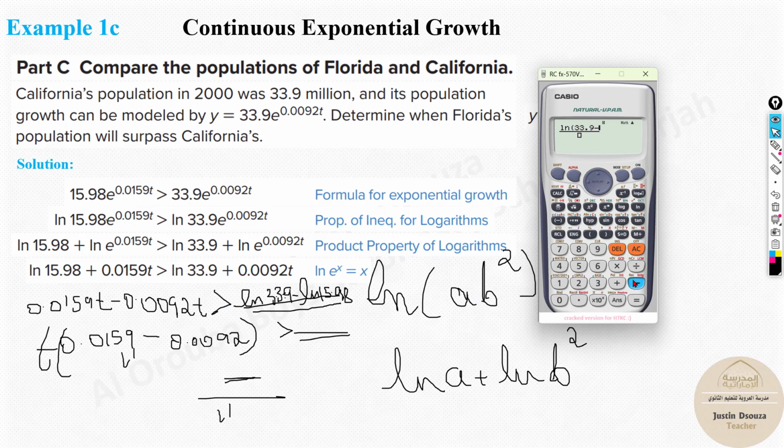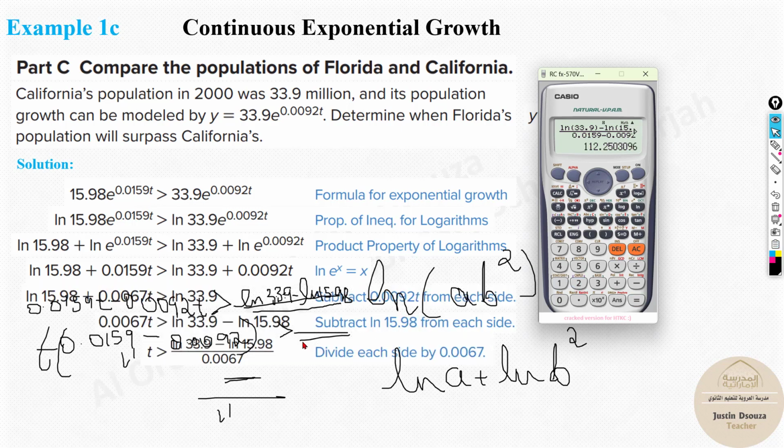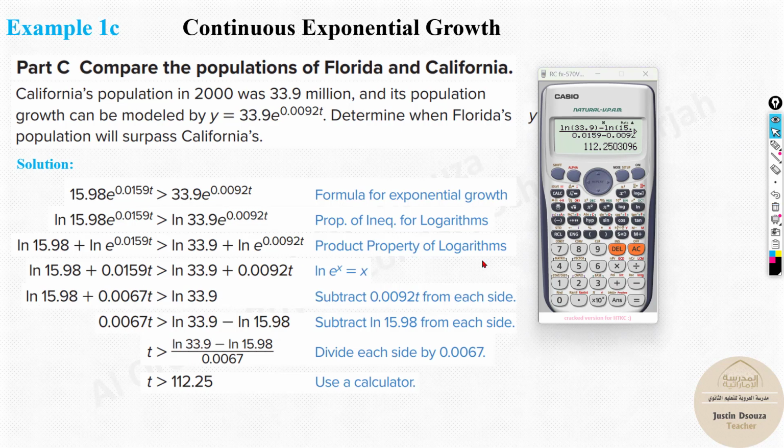33.9 minus, no, please remember to close the bracket, minus natural logarithm 15.98, close the bracket, divided by 0.0159 minus 0.0092, and this is the answer. It'll be after 112 years, the final answer, 112.25. So this is how we can directly put it in the calculator and solve.